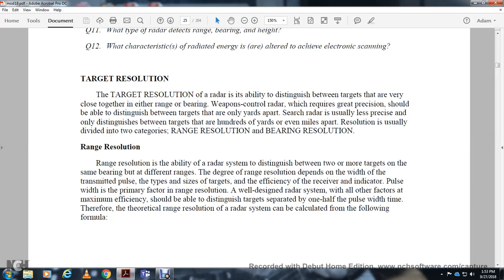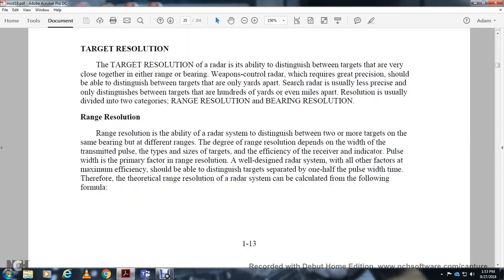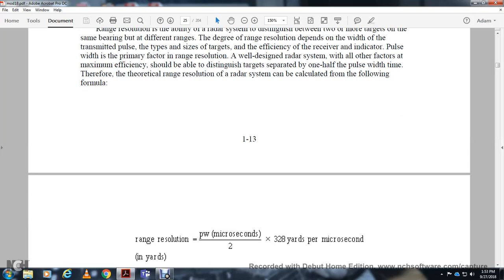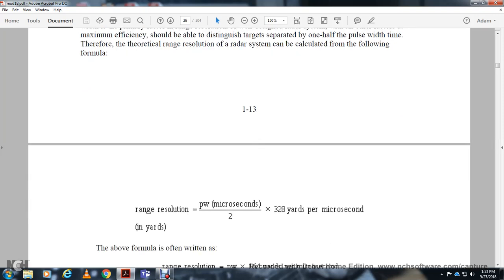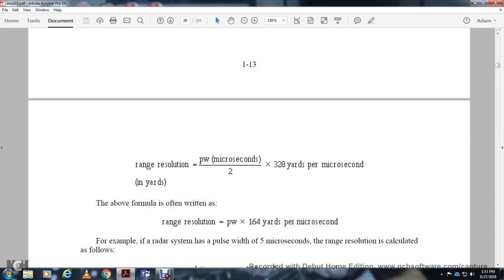Therefore, the theoretical range resolution of the radar system can be calculated with the following formula: range resolution in yards equals the pulse width in microseconds divided by 2 times 328 yards per second. The above formula is often written as range resolution equals the pulse width times 164 yards per microsecond.